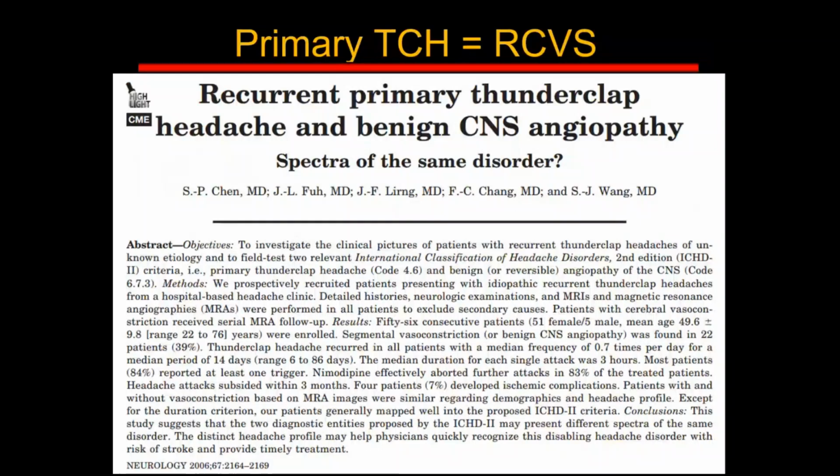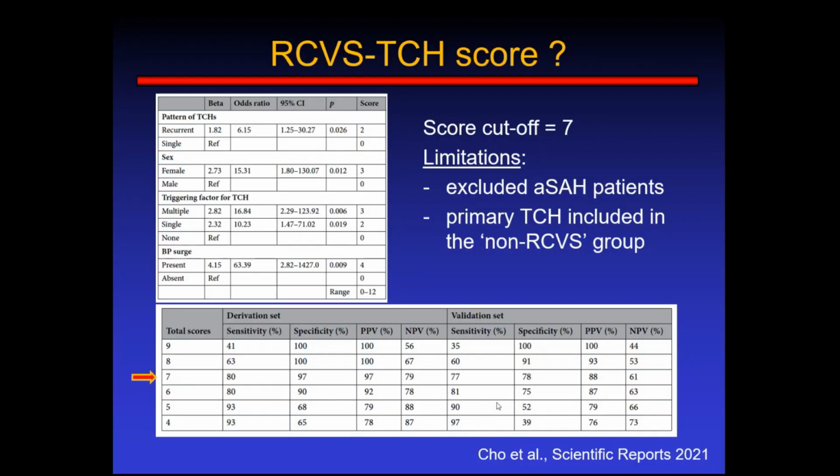I've mentioned briefly the terminology. I think primary thunderclap headache is no different from RCVS, except that the latter condition is defined, at least today, by the presence of angiographic narrowing. That's really the only difference. These authors, they're from Asan Medical Center. I think they've enrolled patients with and without segmental narrowing and found that there was really no difference between recurrent primary thunderclap headache and RCVS, which was previously known as benign CNS angiopathy.